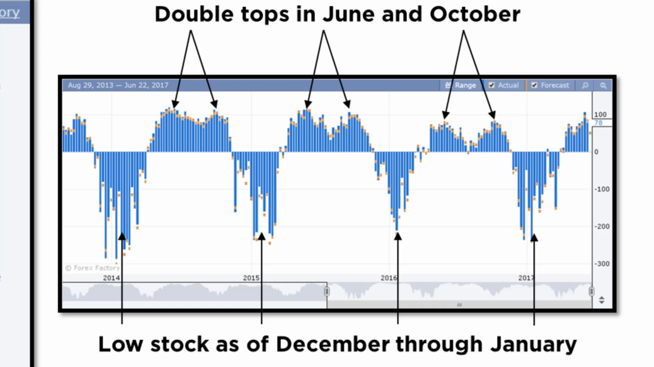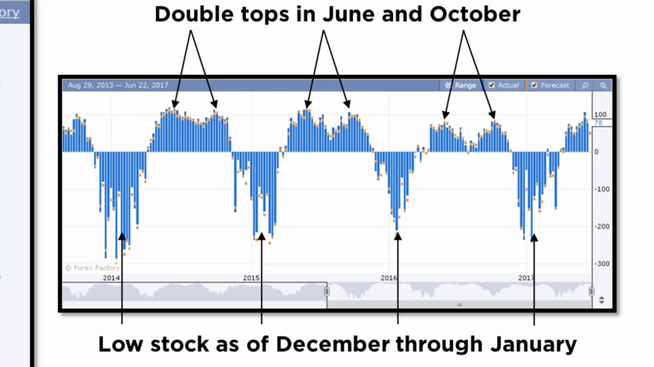The inventory lows are set in December and January. But now look at this. The inventory highs or the peaks are in June or October. So really the highs have this little double peak in June and October, and part of that has to do with natural gas being used on both the commercial side and the residential side.